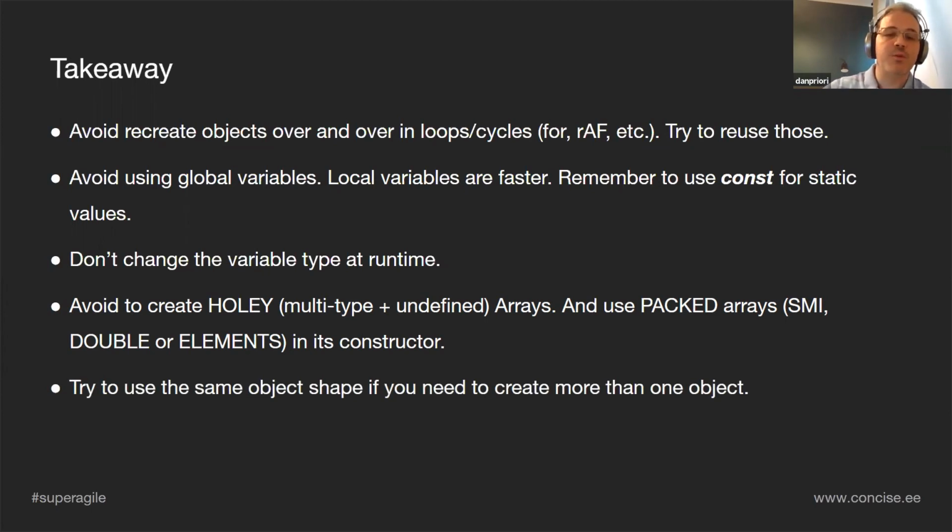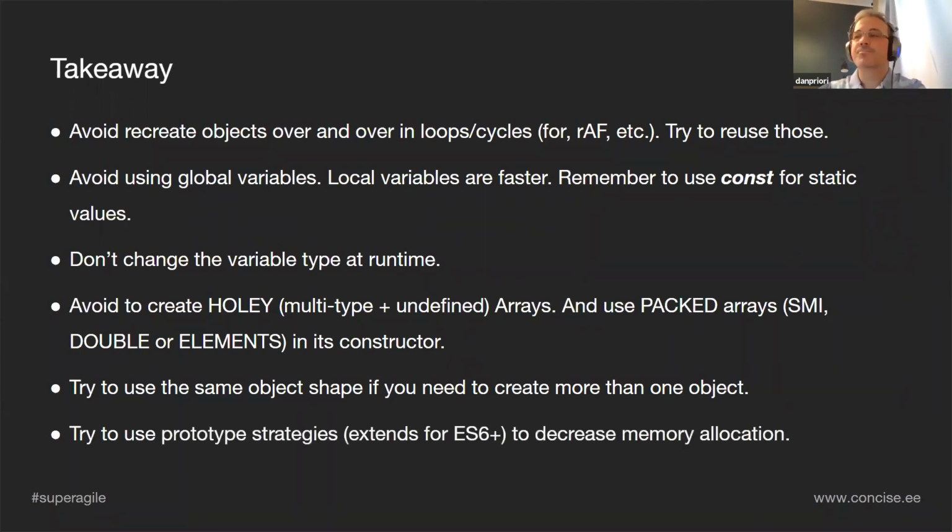Try to use the same object shape if you need to create more than one object, including the same property order, of course. Try to use prototype strategies, in this case extends from ES6, to decrease memory allocation. So if you have similar function methods, use them for more than one object instance. It's good to keep this in mind in order to decrease memory allocation.